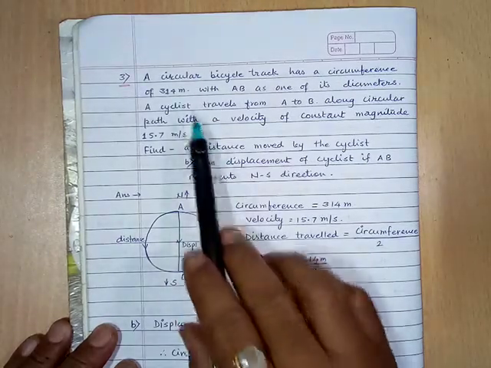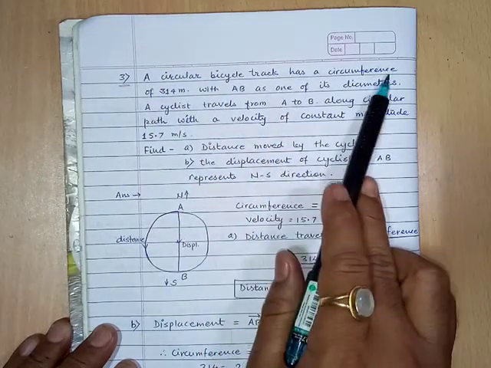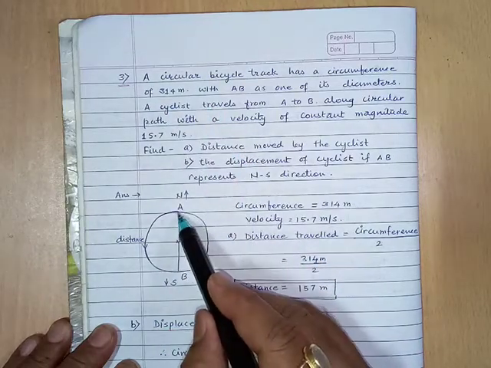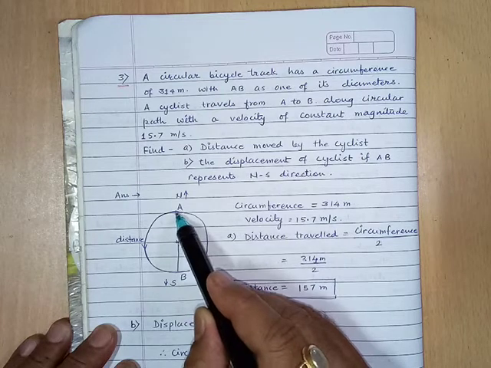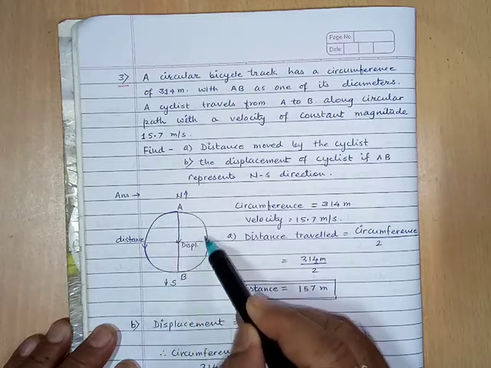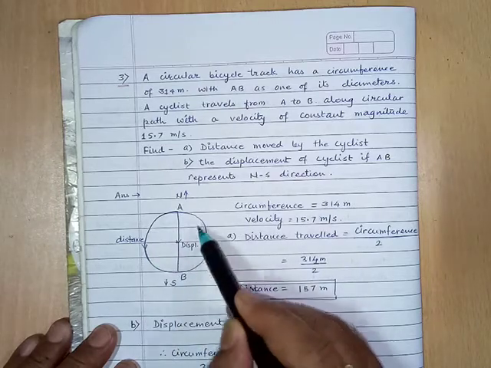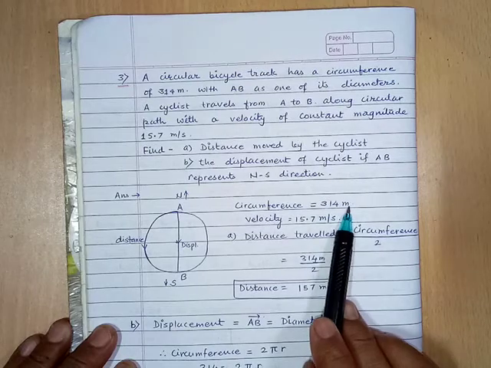Okay, let us see what is given here. A circular bicycle track has a circumference of 314 meters. Now circumference is nothing but, if I start moving on this circular track, if I start from this point A and again reach this point A, then this total distance is nothing but the circumference. So I can write here circumference is equal to 314 meter.